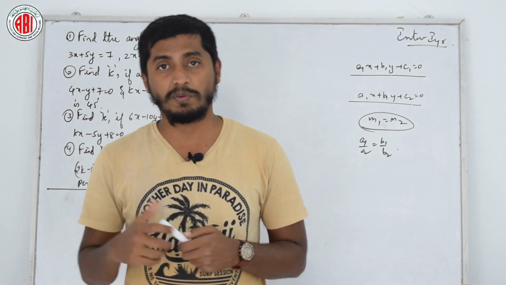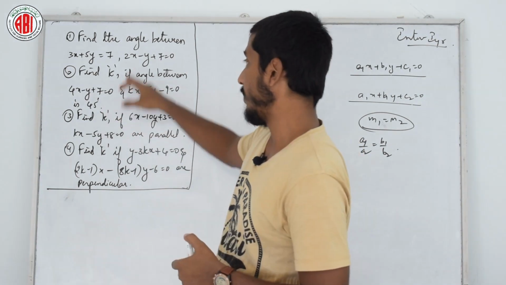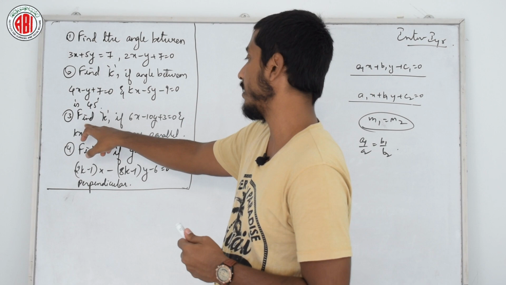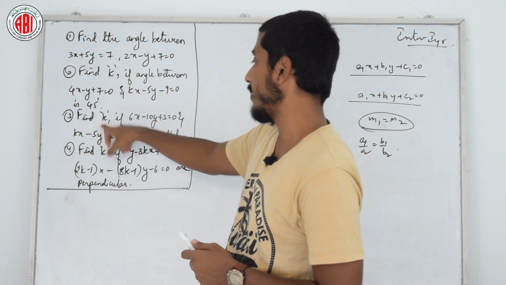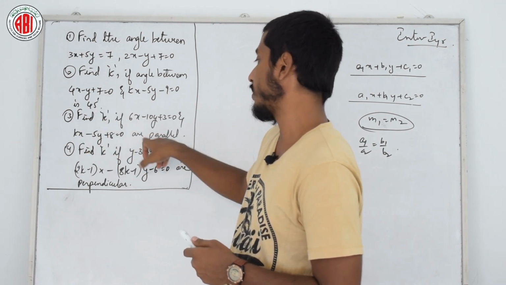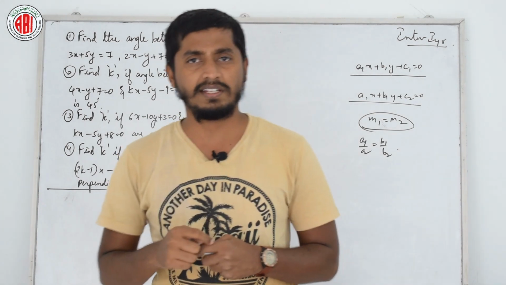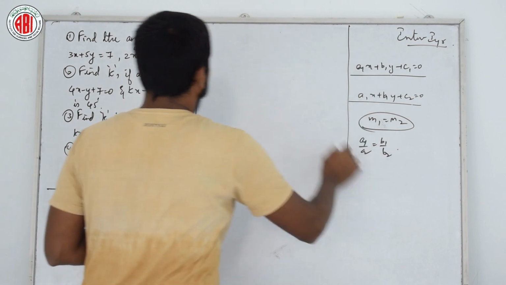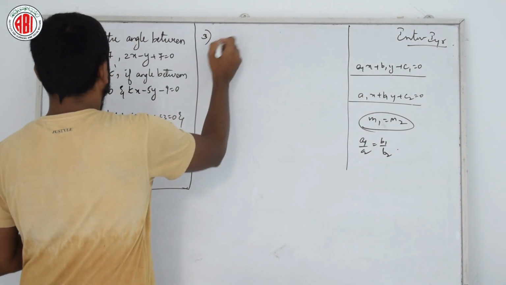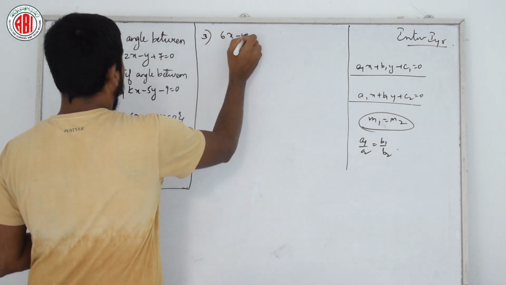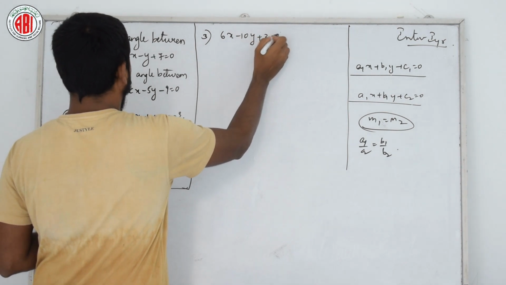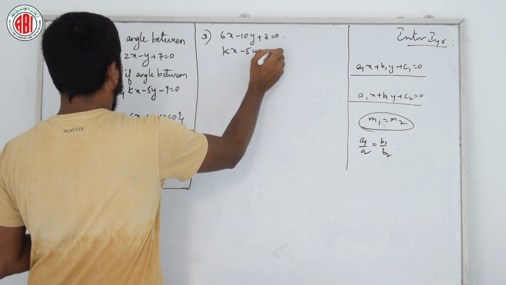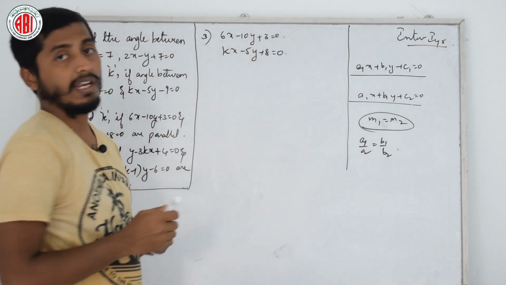Let us discuss a few more problems of finding k. We have completed these two questions in the last session. Let us go through this third question, where we are asked to find the value of k if these equations are parallel. What is the condition? That slopes are equal. Is it clear? Now let us write the two equations, 6x minus 10y plus 3 is equal to 0 and kx minus 5y plus 8 is equal to 0, right?